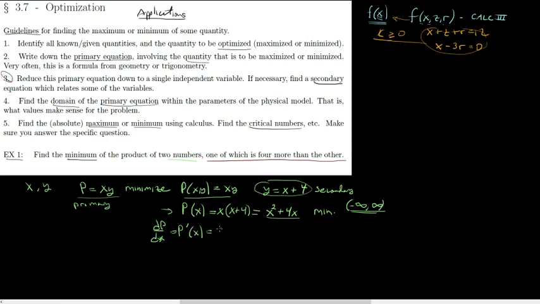Hopefully you can do that by now. Yep, 2x plus 4. Nothing more to it than that, right? Power rule, sum rule, constant times function rule. Okay, all right, so how do you find the critical numbers?